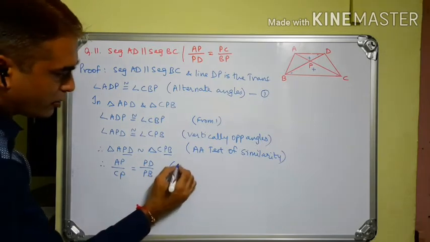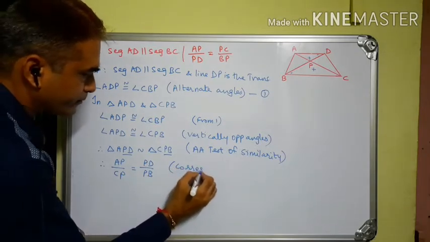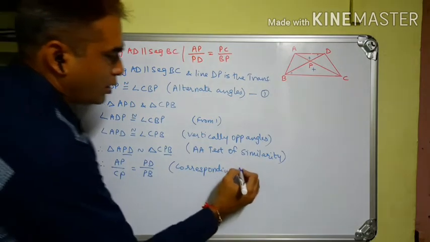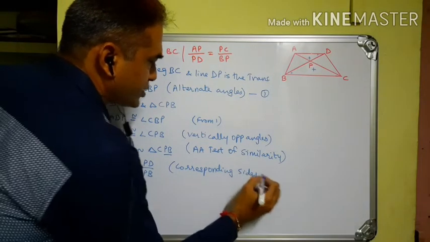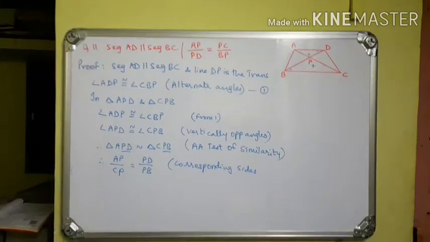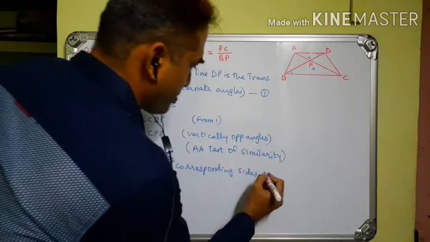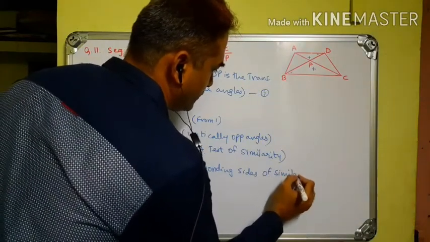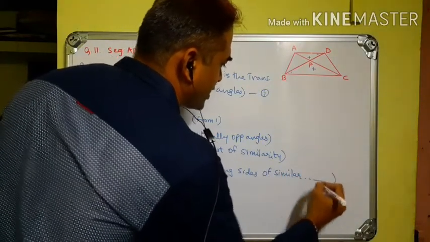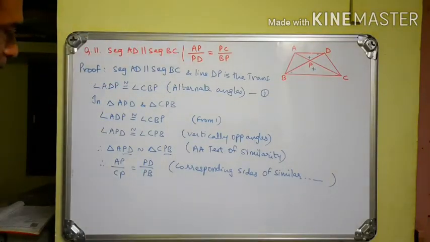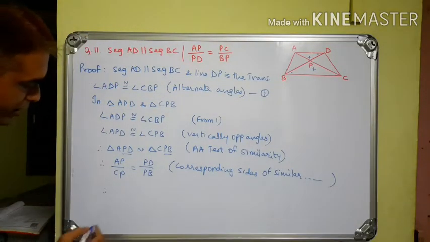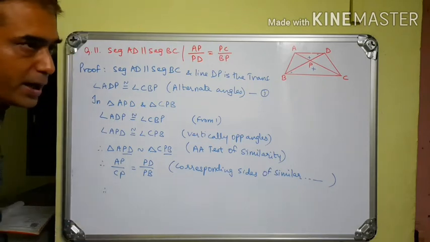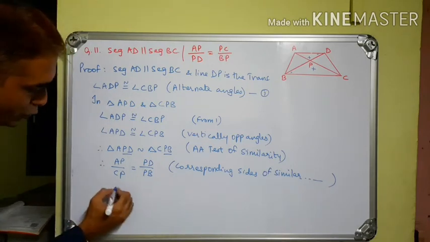Reason: corresponding sides of similar triangles are proportional. Therefore we can apply here the property of alternando.